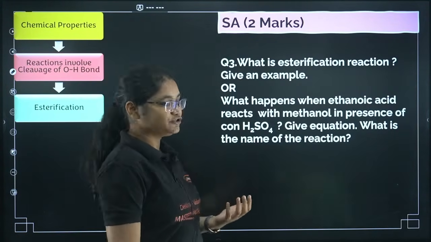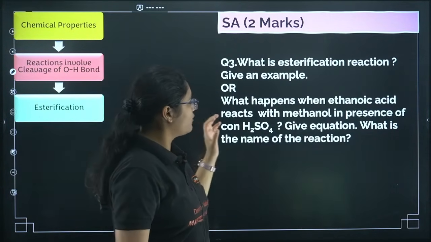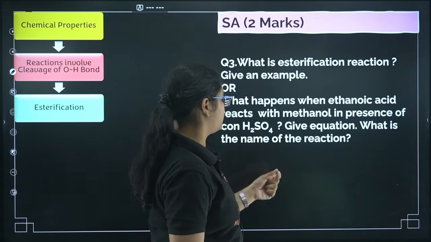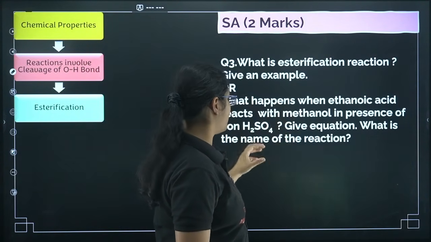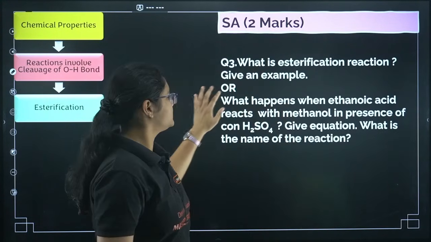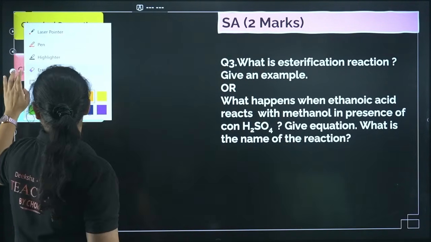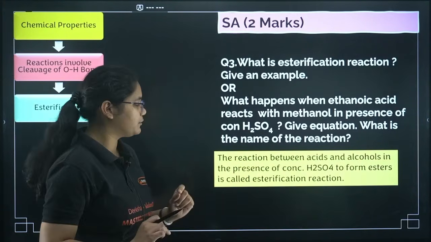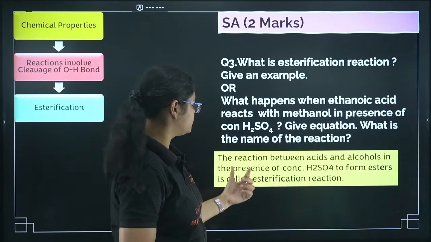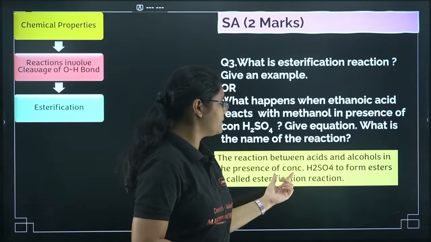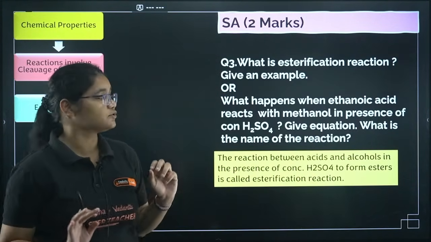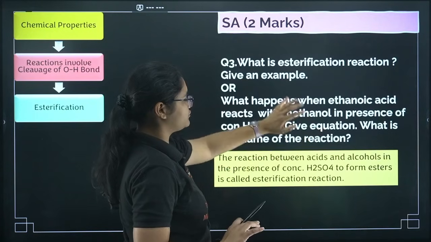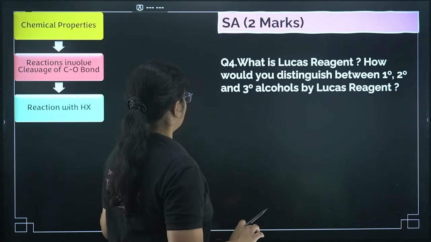What is esterification reaction? Give an example. Or what happens when ethanoic acid reacts with methanol in presence of concentrated H2SO4? Give the equation and the name of the reaction. So what is esterification reaction? The reaction between acids and alcohols to form esters in presence of concentrated sulfuric acid is called esterification reaction. Now give an example. I'll use the same example so that both the answers can be covered here.